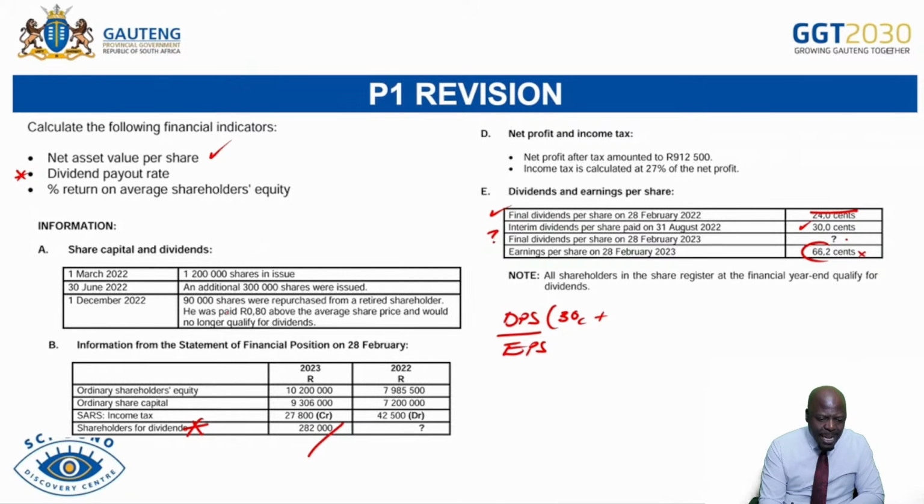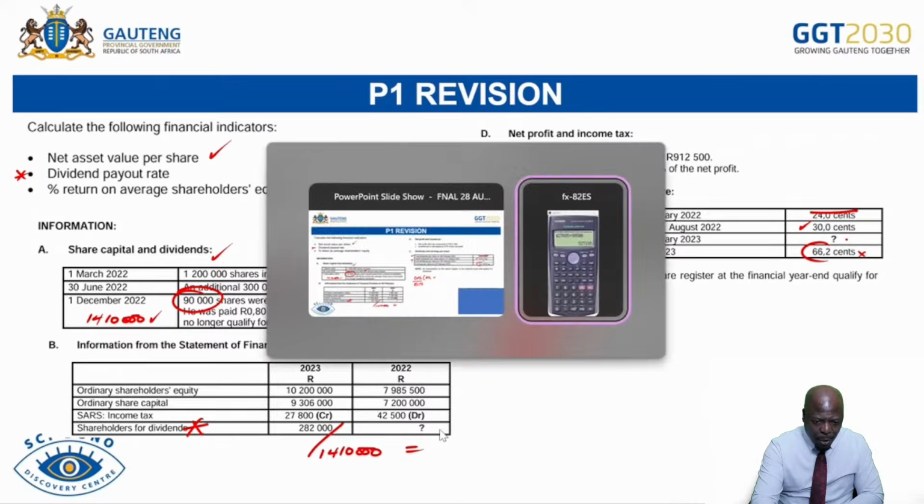And to how many shares did we give it to? 1.2 plus 300, 1.5 minus the 90, 1,410,000. These are the shares that we have at the end. So if I have paid 282,000 rands to 1,410,000 shares, how much did I give per share as a final dividend?